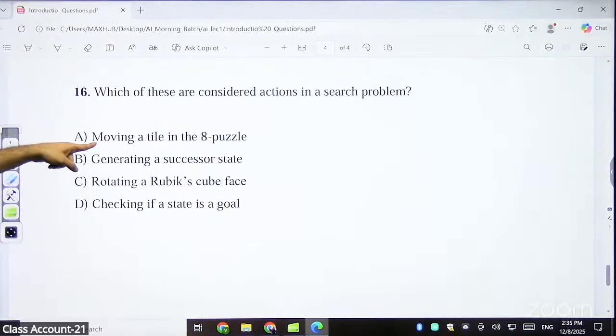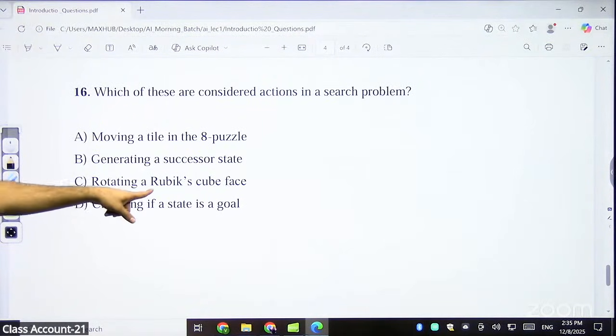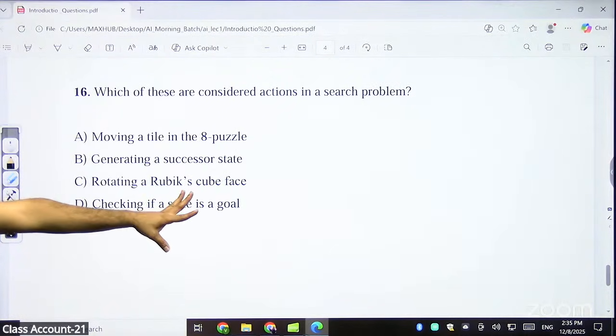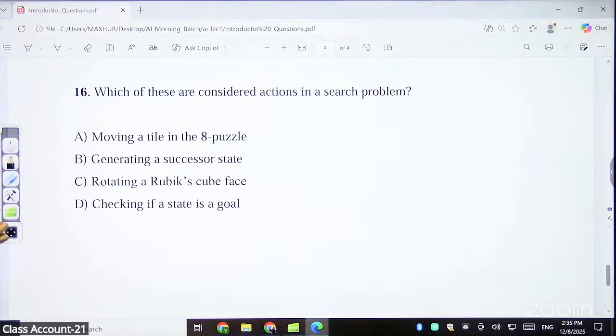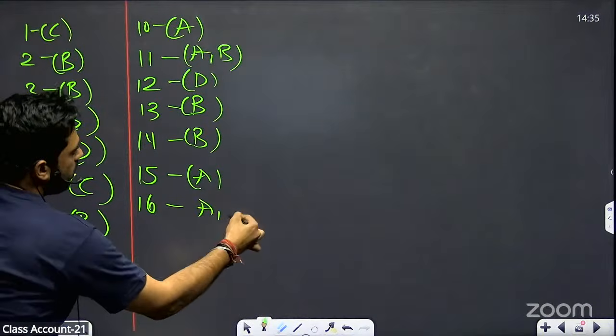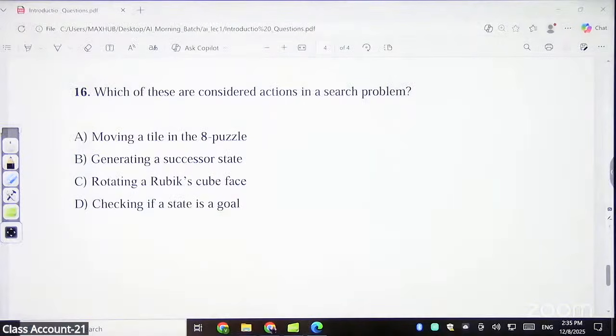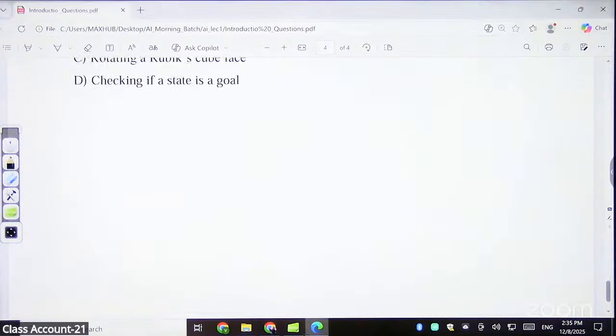Moving a tile in 8 puzzle, yes, that is correct. Rotating a Rubik's cube face, that is also correct. Generating a successor state, that is wrong. Checking if a goal state is a goal, that is wrong. So here option A and C, both of them would be correct.